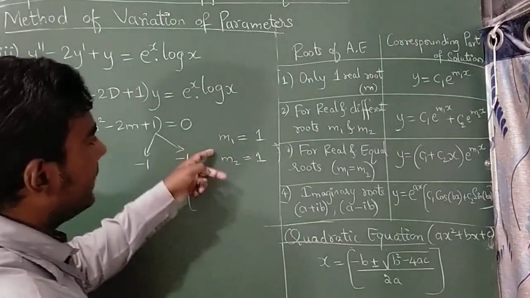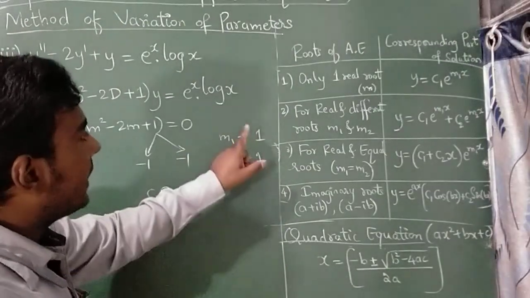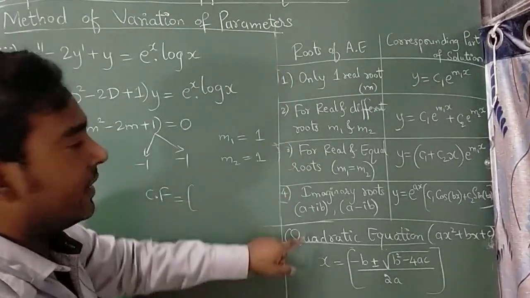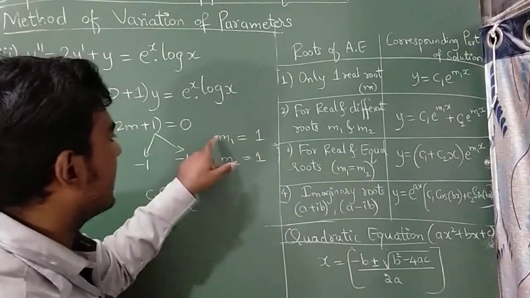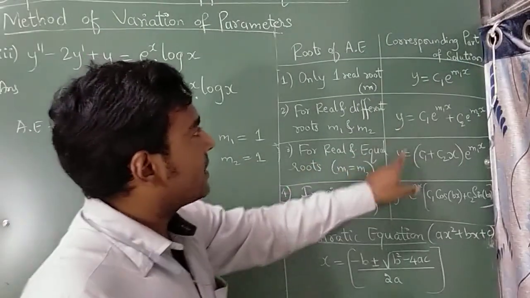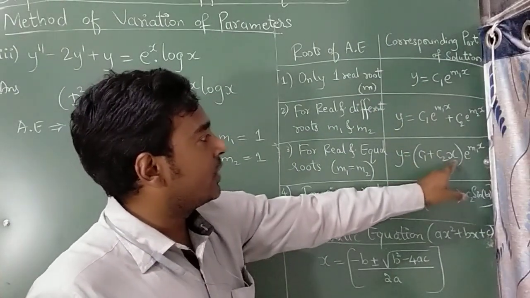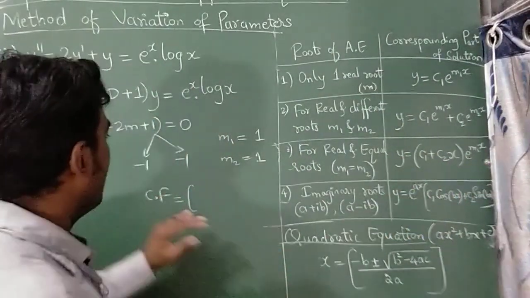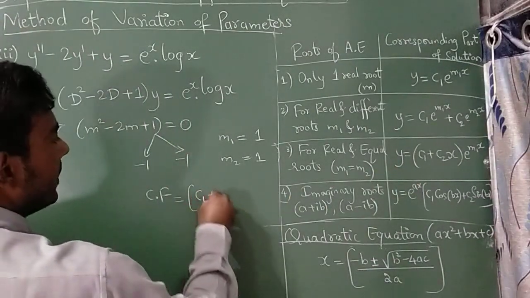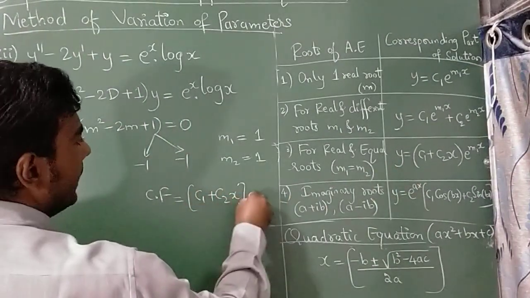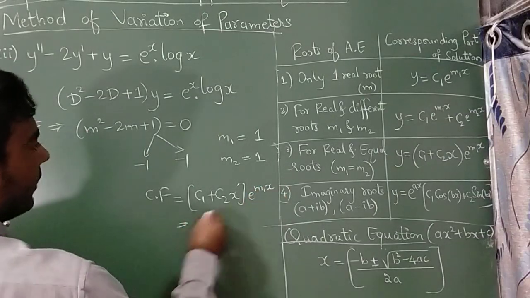Fine. Now you can see there are two roots. Now both are equal. So in this table you just see where it matches. So for real and equal roots, m1 is equal to m2. Yes, m1 is equal to m2. So I must write the solution y is equal to c1 plus c2x into e raised to m1x. Fine. So for CF, I must write this one. That is c1 plus c2x e raised to m1x. Fine.